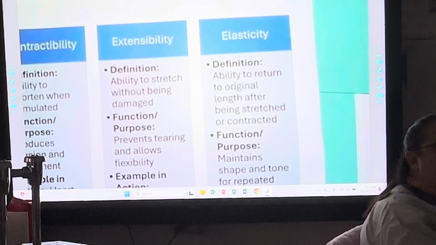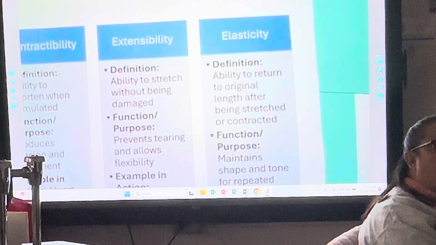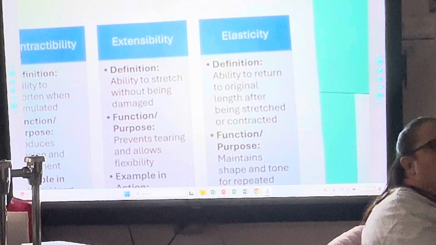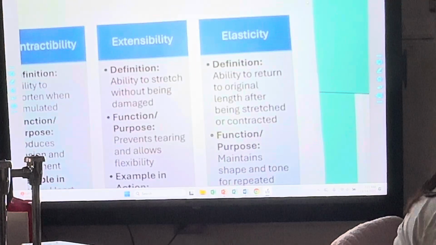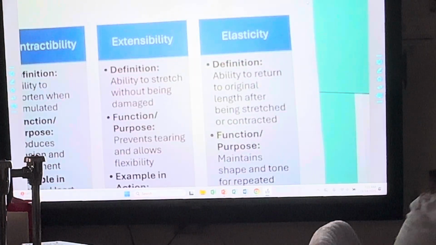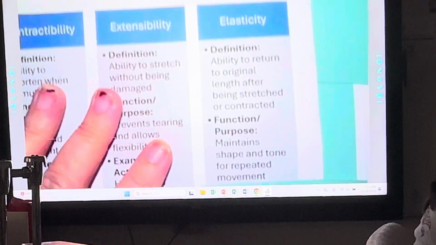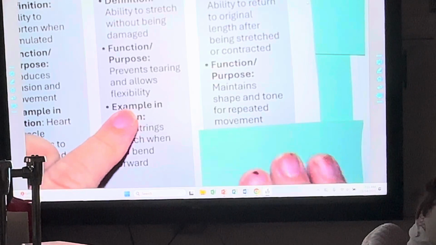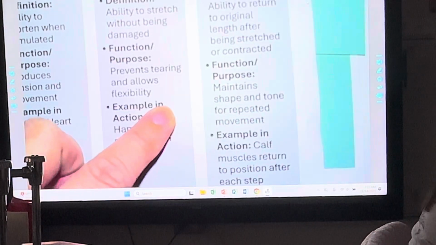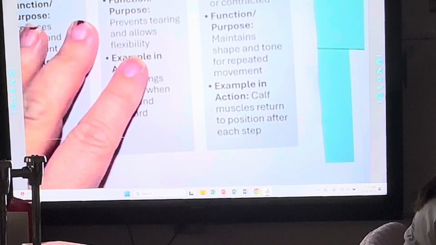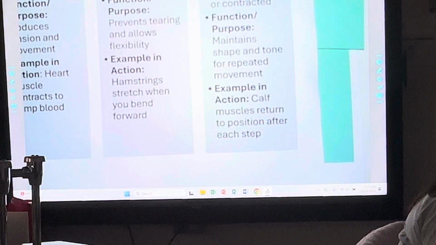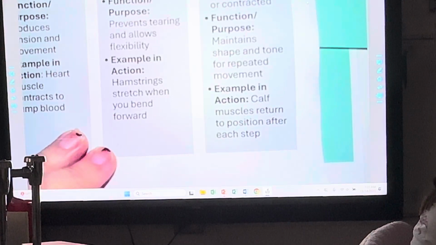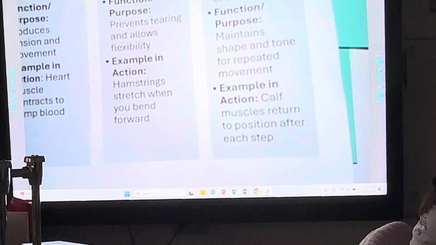Obviously, if you think about a rubber band, if you keep stretching and releasing, stretching and releasing, it's going to lose some of that return to normal. Well, we don't want that to happen with our muscles. We want them to always go back to that normal point. And so the idea here is that this will maintain shape and tone for repeated movements. We want to be able to do this over and over and over. So for example, our calf muscle will return to position after each step. Every time we take a step, we're going to go back to where it originally was. So those are our key characteristics.